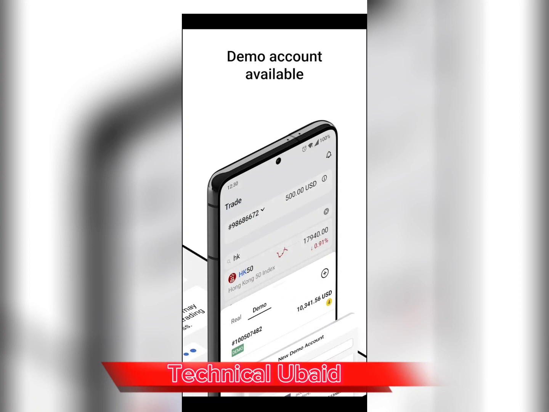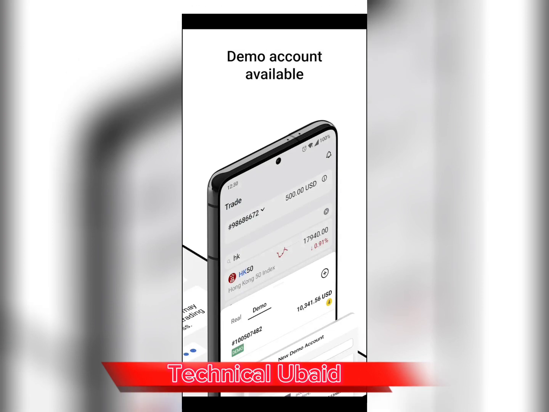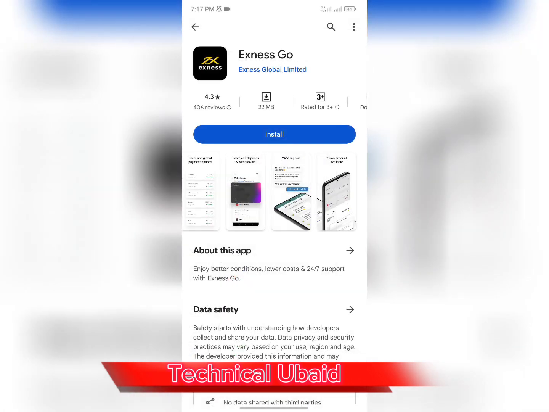A demo account is also available in this application. We can learn from this demo account how to invest and trade in this application, and they will also give us some credit for the demo account. Through this credit we will learn many things, and also we have many more options available here in this application.